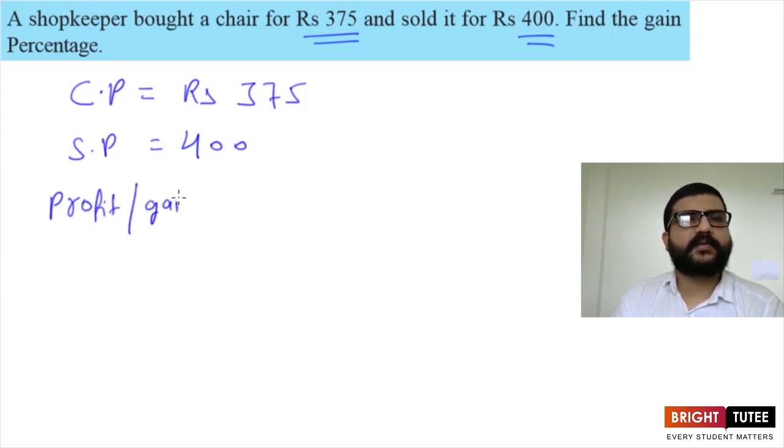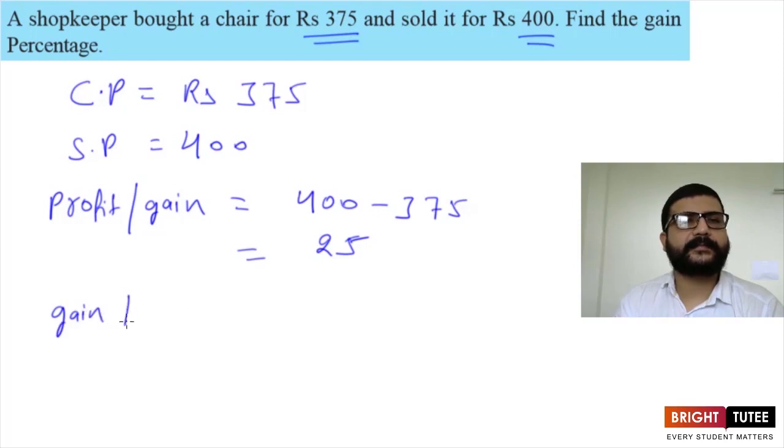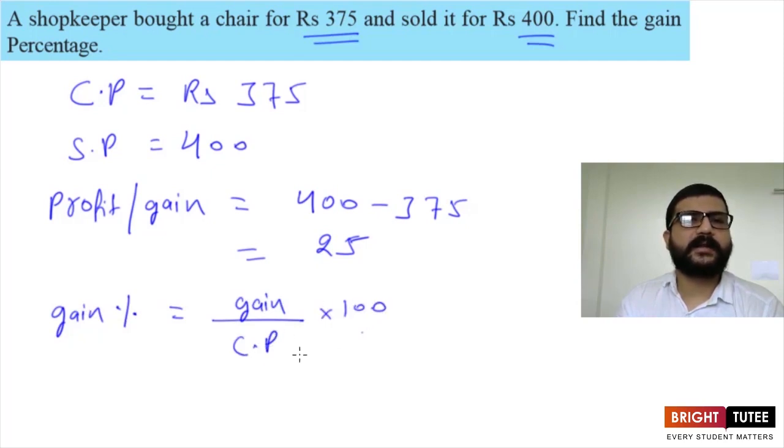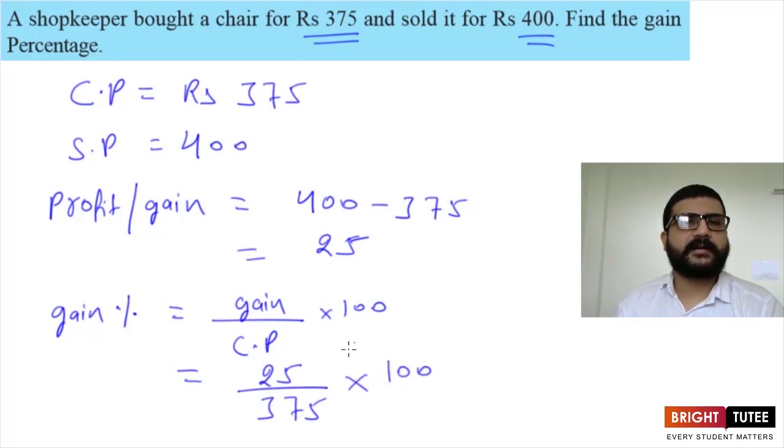Now what will be the profit or gain? We can say profit or gain is equal to SP minus CP, that is 400 minus 375. Now this will give us 25. So therefore gain is of rupees 25. Now what about gain percent? Gain percent will be gain, that is profit, upon CP into 100. Now this will be equal to 25 upon 375, because CP is 375, into 100.